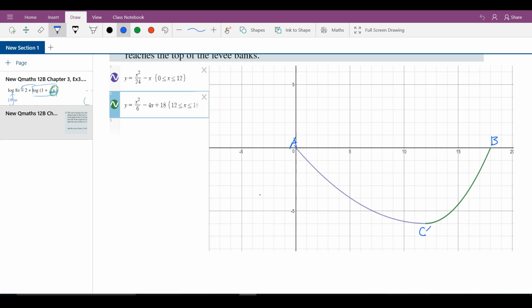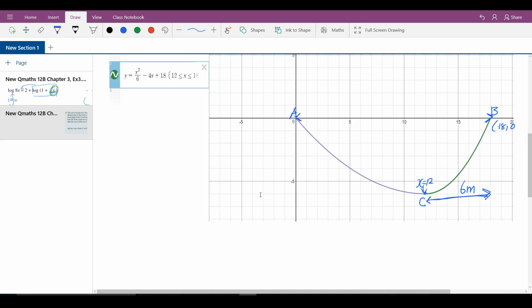Now, why 18? We know this distance is 6, and at this particular coordinate here, the x coordinate is 12. Since bank B is 6 meters away from point C, 12 plus 6 gives you 18. So we know there's an x value of 18 here. And since this is where the water level is, the two points A and B on the water level, this must be 18, 0. So the coordinate 18, 0 is there, and this coordinate will be 0, 0. So that's our curve.